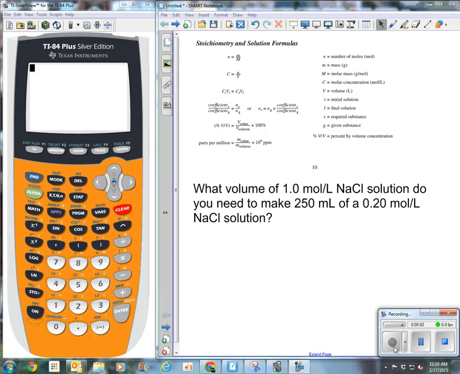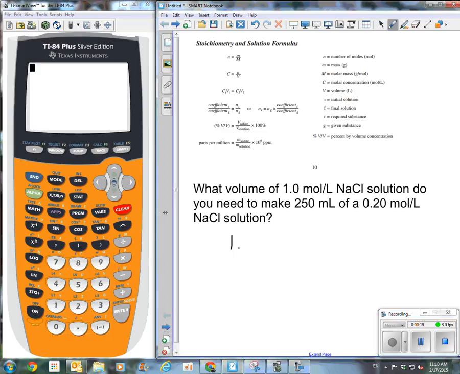Okay, so here we go. Here's kind of a standard dilution question. What volume of 1 molar NaCl solution do you need to make 250 mL of a 0.2 mole per liter NaCl solution? All right, well, what do we have here?